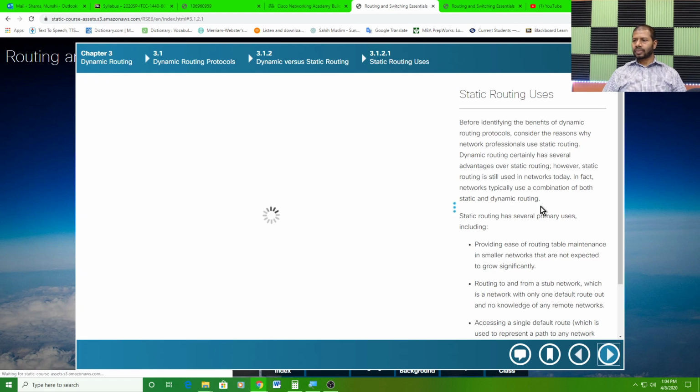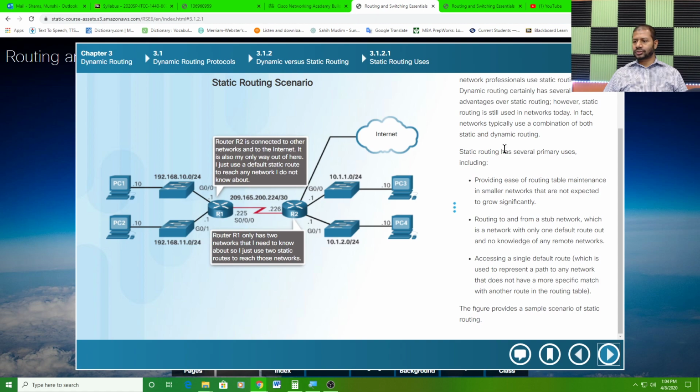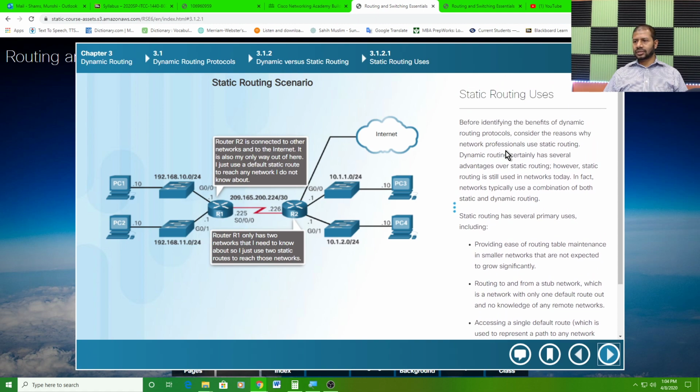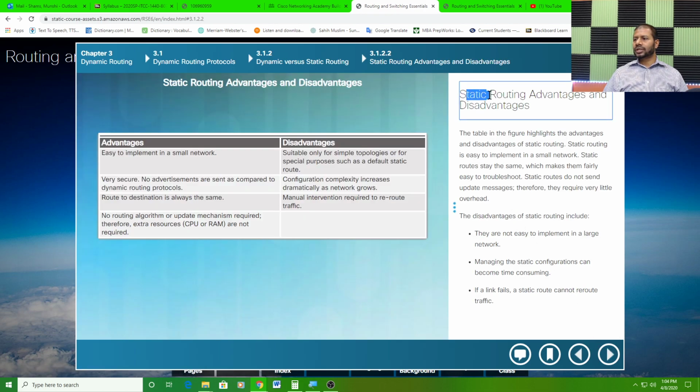Let's move on. Okay, static routing usage. Now this is something I need to pause a little bit and discuss, basically the advantages and disadvantages between static and dynamic. So these coming slides will be discussing that. The static routing advantages and disadvantages. Let's talk about that. Okay, easy to implement in a small network. Now we're talking about static routing, meaning where you manually write down the routes. It's easy to implement for a small network, understandable.